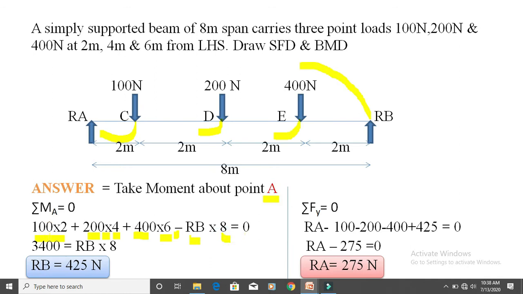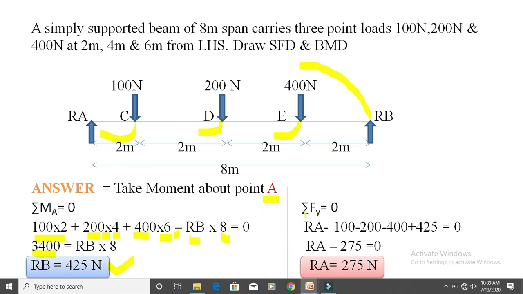After calculating 100 into 2 plus 200 into 4 plus 400 into 6, we got an answer of 3400, and minus RB into 8 moving towards 0 becomes plus RB into 8. So when we divide 3400 by 8, we get RB is equal to 425 Newton. So here we calculated the reaction at B by taking moment about the point A.